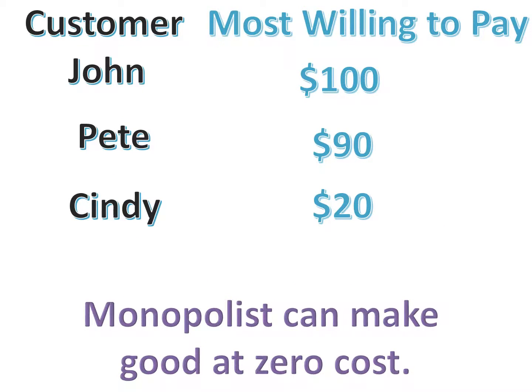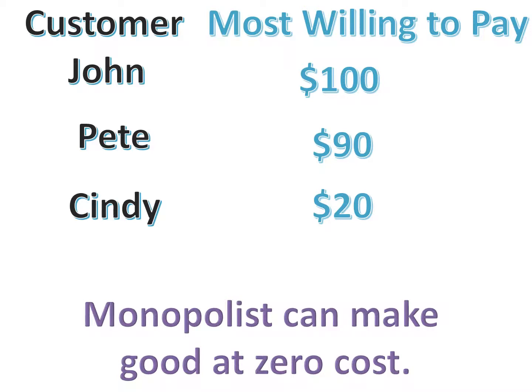Let's do a slightly more complicated example of monopolist pricing. Now there are three customers. The first values it at 100, the second 90, and the third at 20. What's the monopolist going to do? Why don't you just pause the video and figure this one out? It's not that hard. Okay, well, I think the monopolist is going to sell two goods for $90.